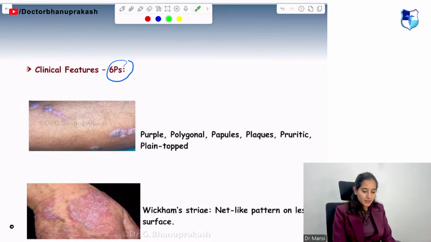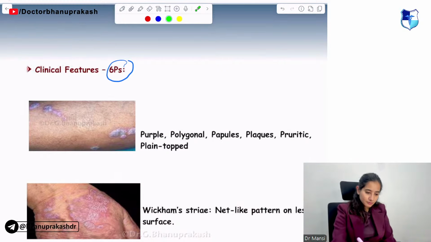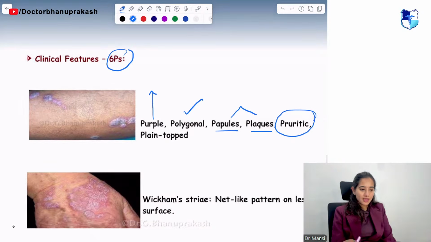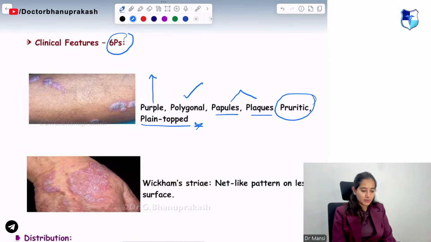They stand for purple, polygonal, papules, plaques, pruritic, and plain top. These are all the 6 P's which you have to remember. So the type of lesions is papules and plaques. Shape is polygonal, purple in color, and these are pruritic, so the patient is going to tell that. That's not in the 6 P's, but that is one finding of the nail. And they have a plain top. That is what you have to know about the 6 P's.